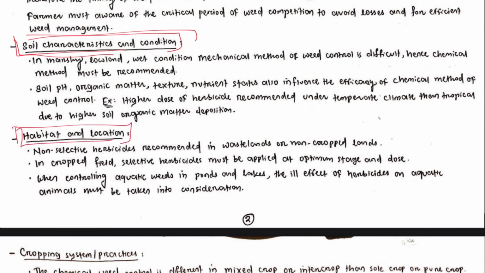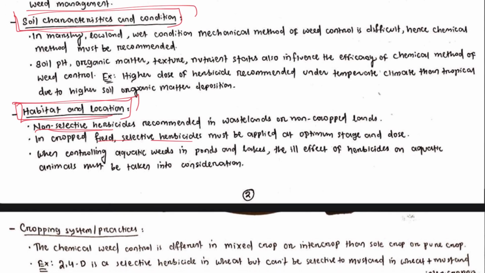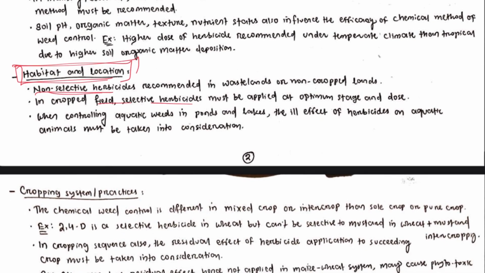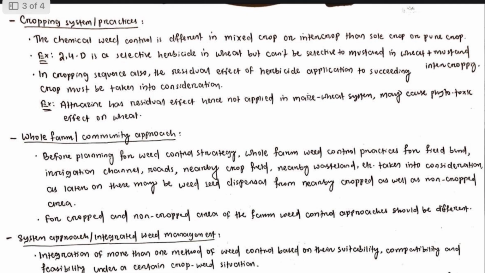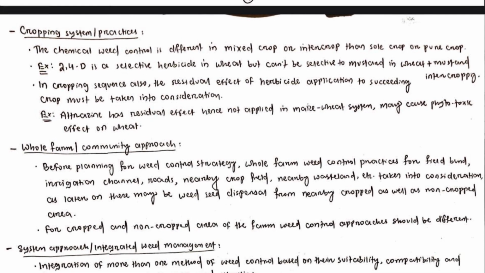Then habitat and location. If there is a non-crop area, suppose a pond area or irrigation channel, there we can go for non-selective herbicide application. In a crop field, we must apply selective herbicide. Then while controlling aquatic weeds, we must also take care of aquatic animals, because some herbicides are toxic to aquatic animals. So we need to take care of these things.